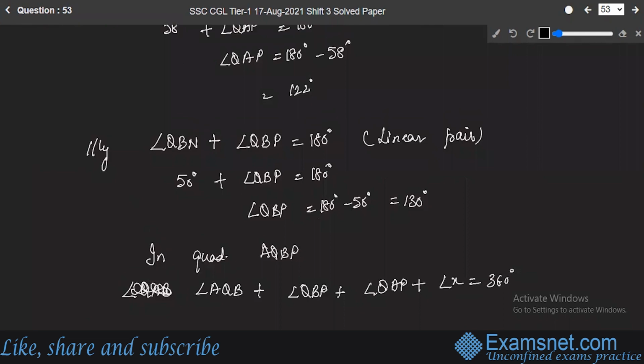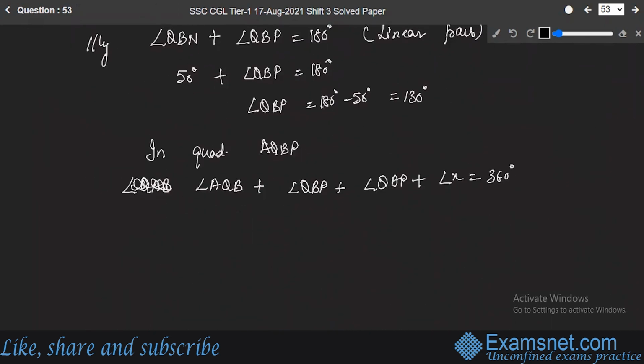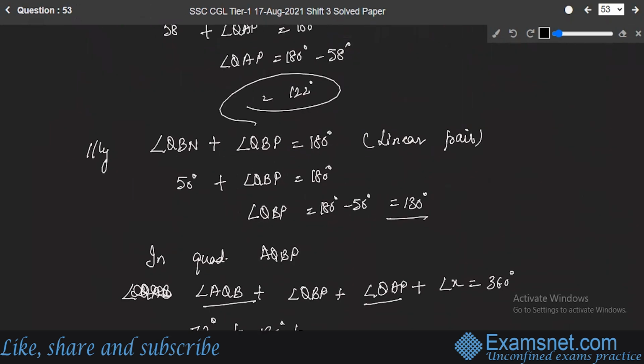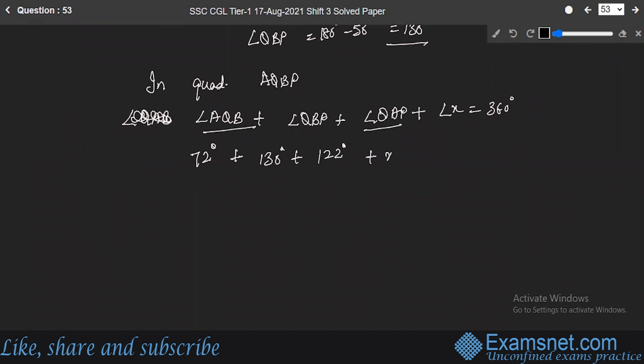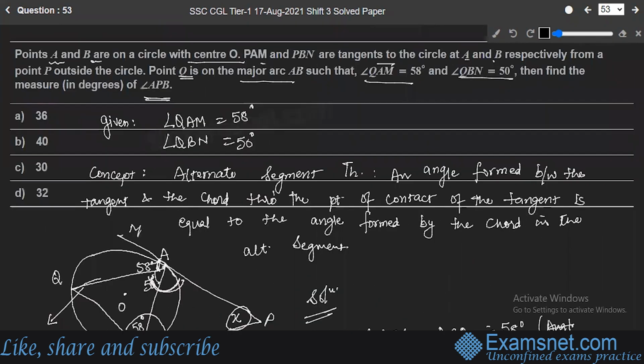All right. AQB, we just calculated, it was 72 degrees. QBP was 130 degrees. QAP is 122 degrees. And X is what you have to find out. This is equal to 360 degrees. So 360 minus 72 minus 130 minus 122. If you solve this, you will get 36 degrees. X is equal to 36 degrees, and this is your answer. So in the whole question, mainly what you used is the angle intercept theorem, and option A is the correct answer. Hope you're clear.